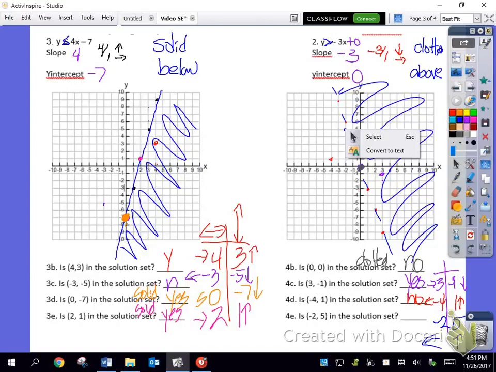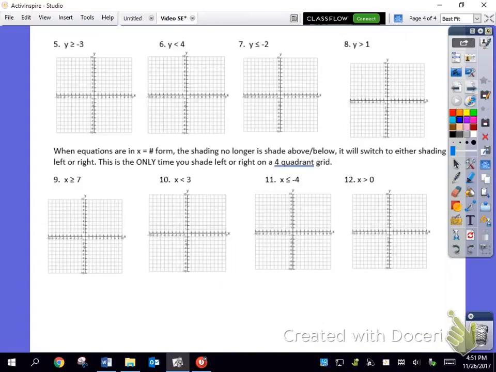Now, that's really close, but no, it is not in it. Okay, now that's how you graph. Now, we're going to look at some of the single variable. Now, remember, when they're single variable, then it's the y. If it's y, you're going to go through the y-axis. Okay, so you're going to go through the y-axis.